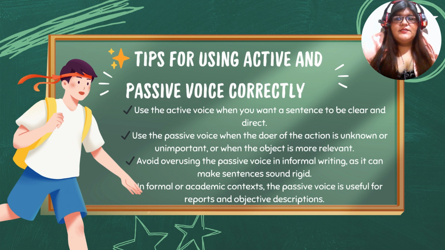So now guys, let's see some tips for using active and passive voice correctly. Use the active voice when you want a sentence to be clear and direct. Use the passive voice when the doer of the action is unknown or unimportant, or when the object is more relevant.